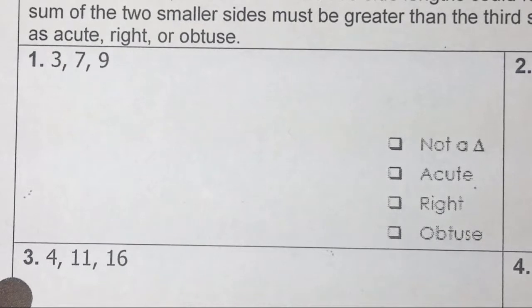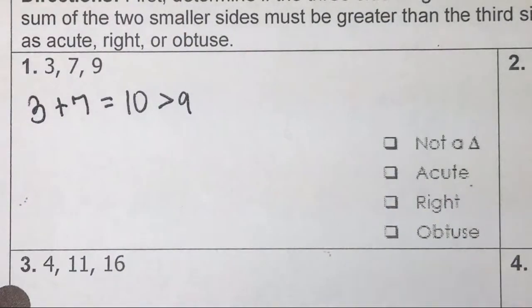Say we're going to add 3 and 7, and if that's greater than 9, then it's a triangle. Remember, your two smaller sides have to be greater than the larger side. If that's the case, then it's a triangle. If it's not the case, then it ain't a triangle. You don't need to check to see if it's acute, right, or obtuse, because if it's not a triangle, what you checking for that for? So the first part, you're just checking to make sure that this is a triangle. 3 plus 7 is 10. 10 is greater than 9. So yes, we have a triangle here.